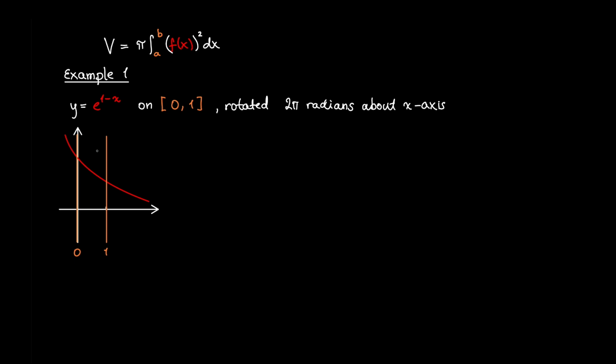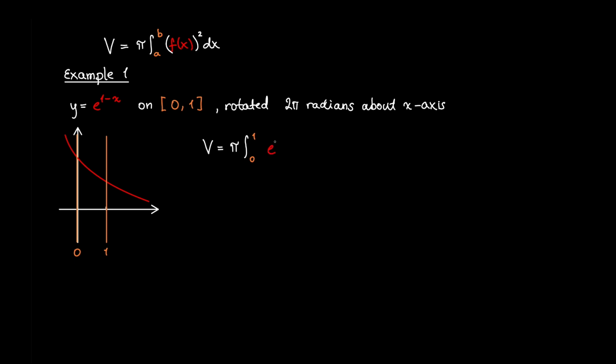Here on the graph, the orange lines denote the interval 0 to 1. So that means only this part of the function from 0 to 1 is going to be rotated around the x-axis to form a volume. Now, in order to find the volume of this shape, we can use our formula, pi times the integral, in our case from 0 to 1.